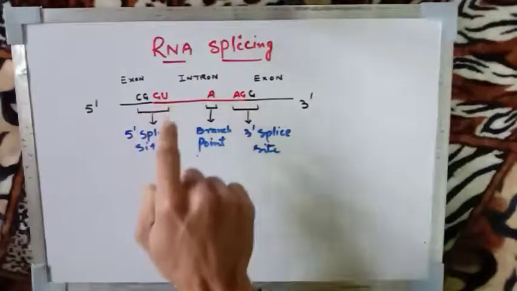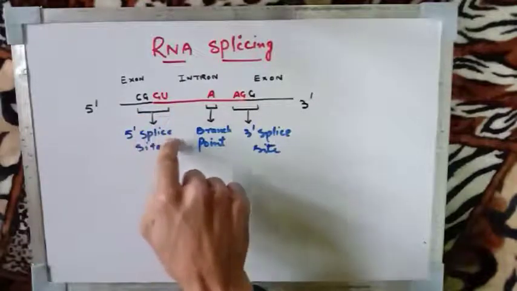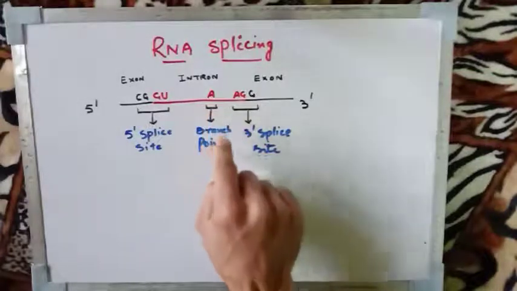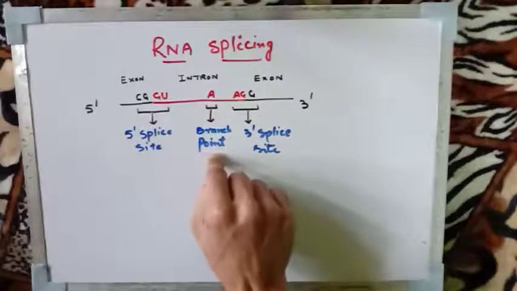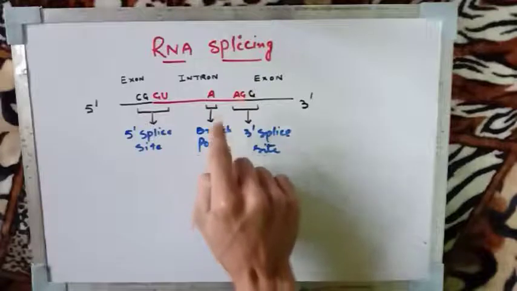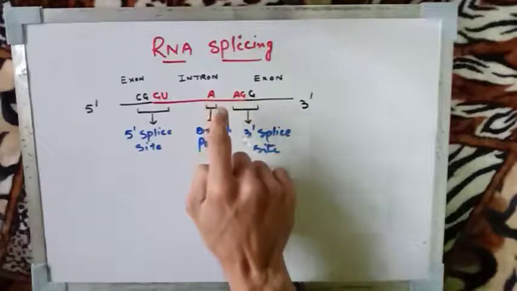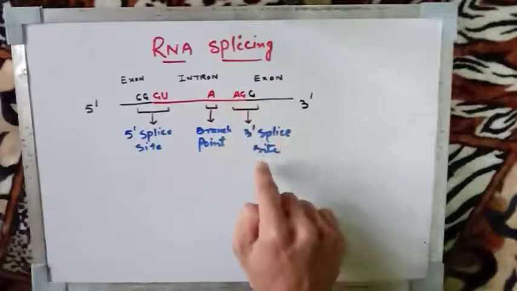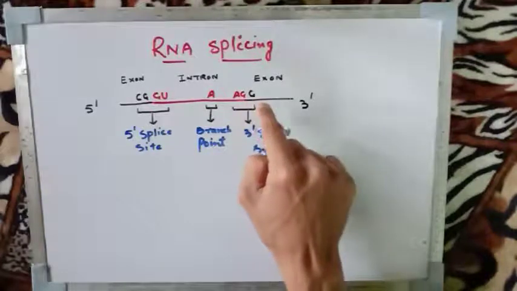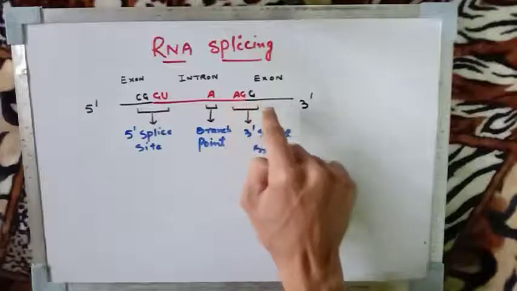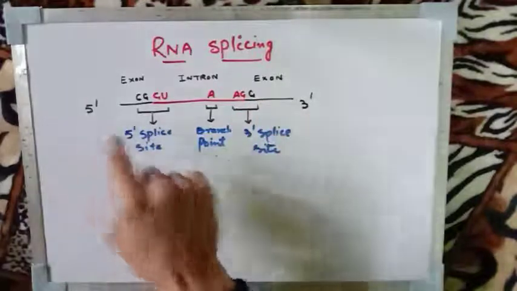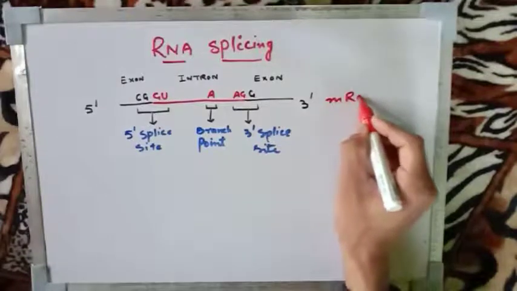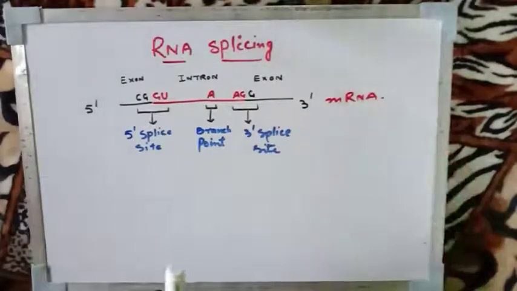In exon plus intron, there is a 5 prime splice site towards the 5 end, and there is a branch point. This is called a branch point. Branch point contains adenosine, which lies close to the 3 end of the intron. This is the 3 end of the intron, and this is the 3 splice site. This site is the 3 splice site, and this is the 5 end and 3 end of the pre-messenger RNA. Okay.